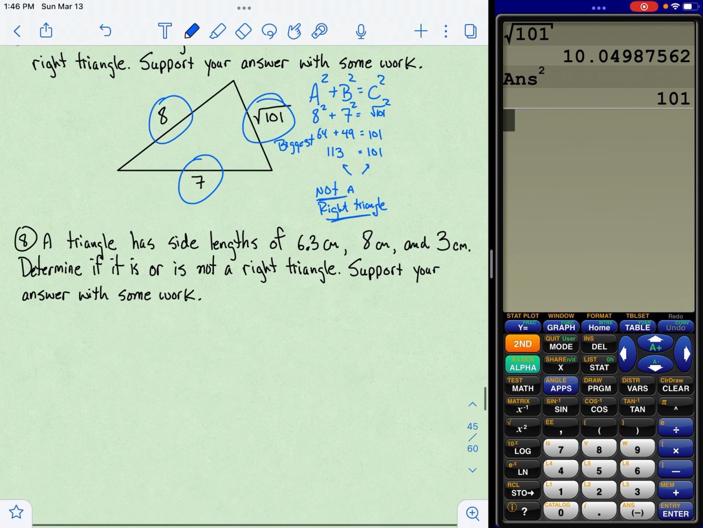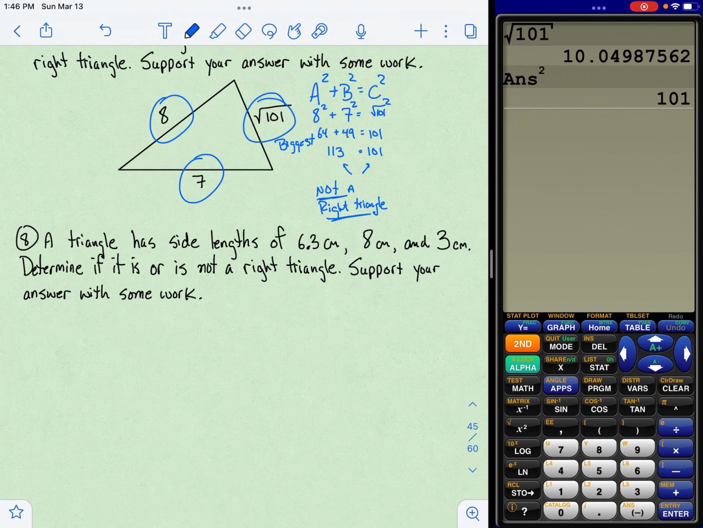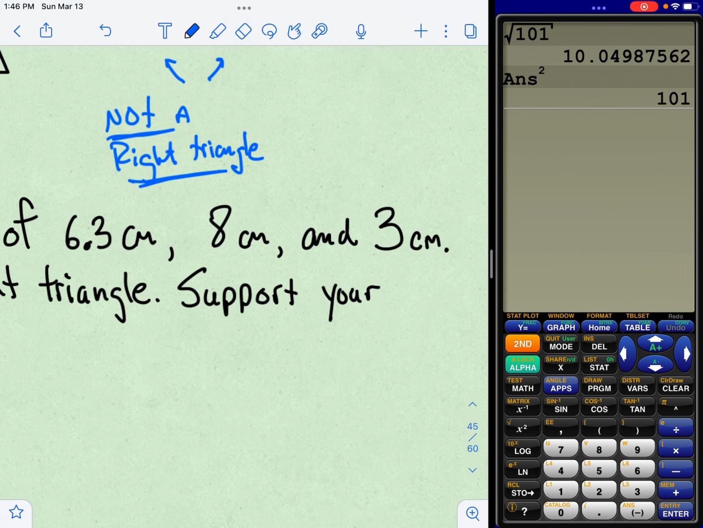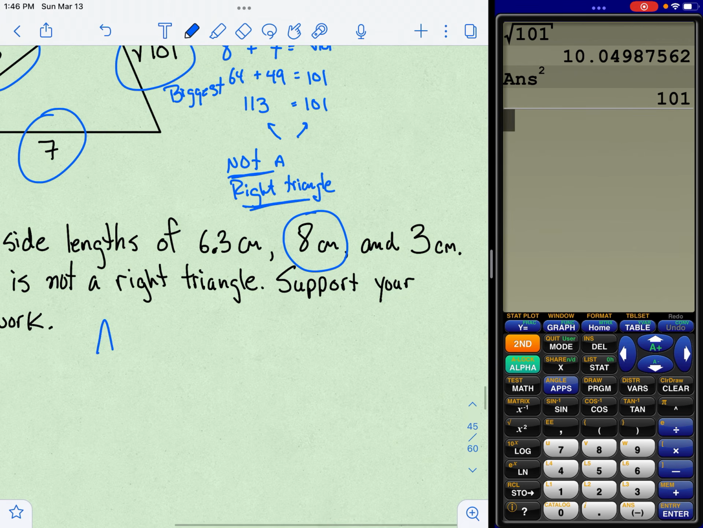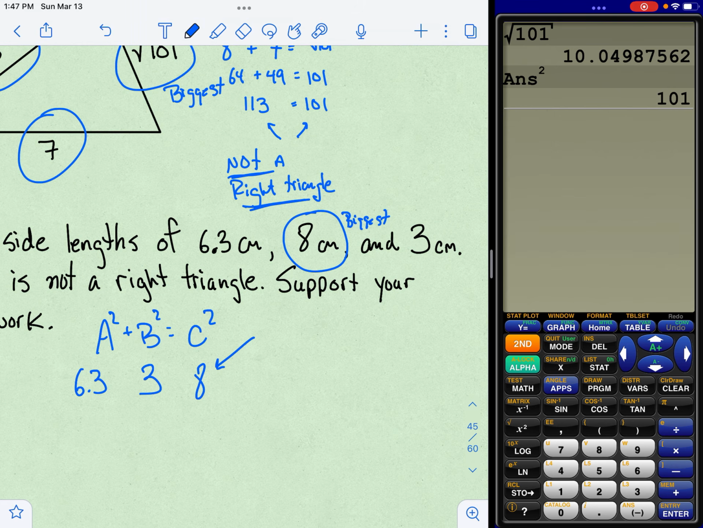The only difference here is we're going to do it without a picture. Number 8, a triangle has side lengths of 6.3, 8, and 3. The advantage here is that we can look and see which side is which. This is clearly the biggest side. So in my a squared plus b squared equals c squared, 8 is going to go in the c spot, and the other two numbers are going to go in a and b. It doesn't really matter where they go, so 6.3 can be a and 3 can be b, as long as the longest side, the biggest side, is always in the c spot.